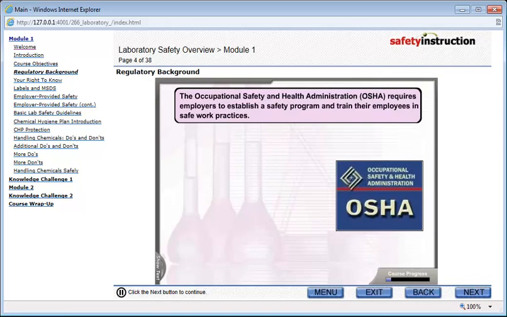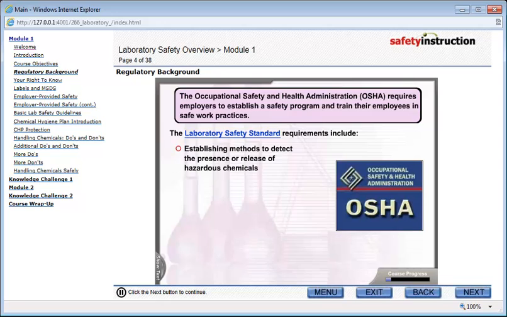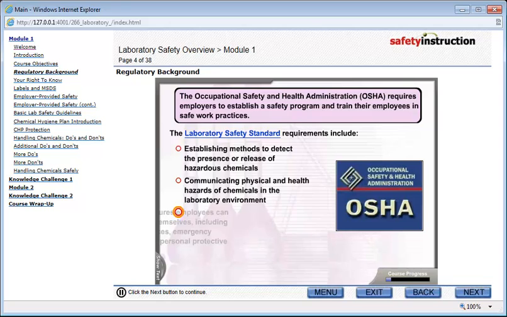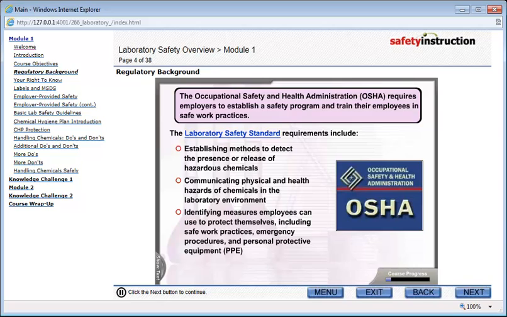The Occupational Safety and Health Administration, OSHA, requires employers to establish a safety program and train their employees in safe work practices. The laboratory safety standard requirements include establishing methods to detect the presence or release of hazardous chemicals, communicating physical and health hazards of chemicals in the laboratory environment, identifying measures employees can use to protect themselves, including safe work practices, emergency procedures, and personal protective equipment, PPE, and communicating details of the employer's chemical hygiene plan.